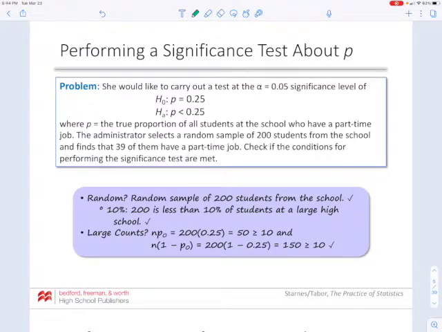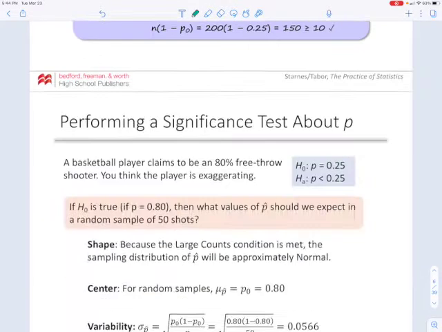Is it a random sample? Yes, we had a random sample of 200 students from the school. 10% condition: 200 is less than 10% of students in a large high school. Remember, we're thinking like a 5A, 6A public high school where there's like 2,000, 3,000, 4,000 students. Large counts: 200 times 0.25 and 200 times 1 minus 0.25 are both greater than or equal to 10. So the conditions are met.